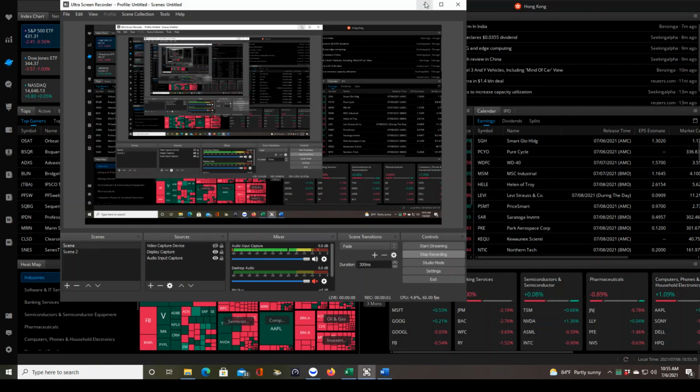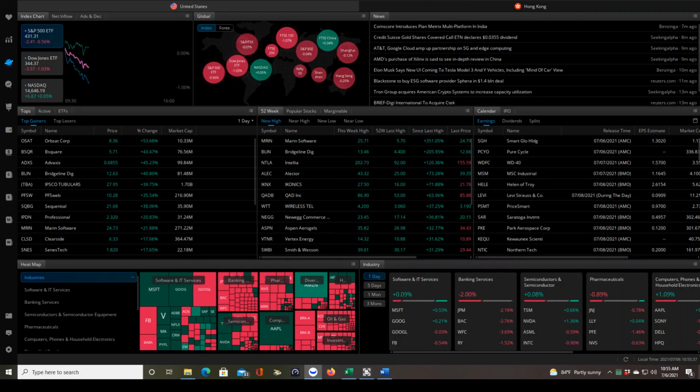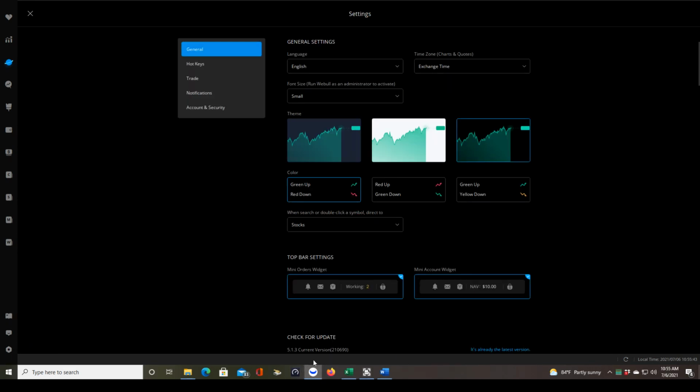Good morning, traders. This is an actual live trade. I'm just testing out this version of Webull. Today is July 6th. It's 10:55 a.m. This is the latest version, 5.1.3. It just came out a couple of days ago.